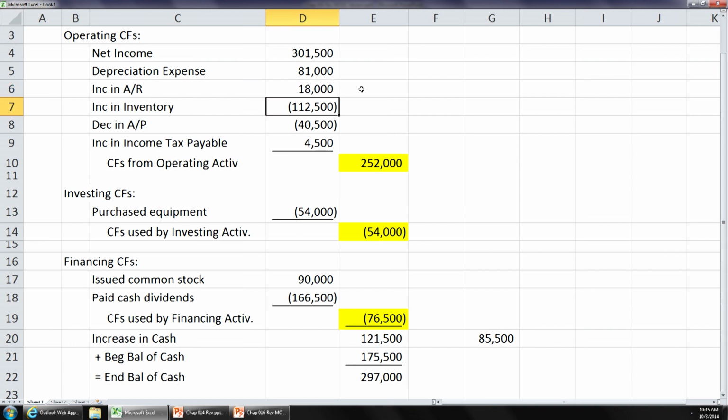Okay. Well, these numbers, I know that number needs to equal 85,500 and it doesn't, does it? So I know I've made a mistake. Now I've done enough of these where when that happens, I figure out the difference, which in this case I think is 36,000. And then I look for like half that and I go, oh yeah, increase in accounts receivable. I don't add that, I subtract it.